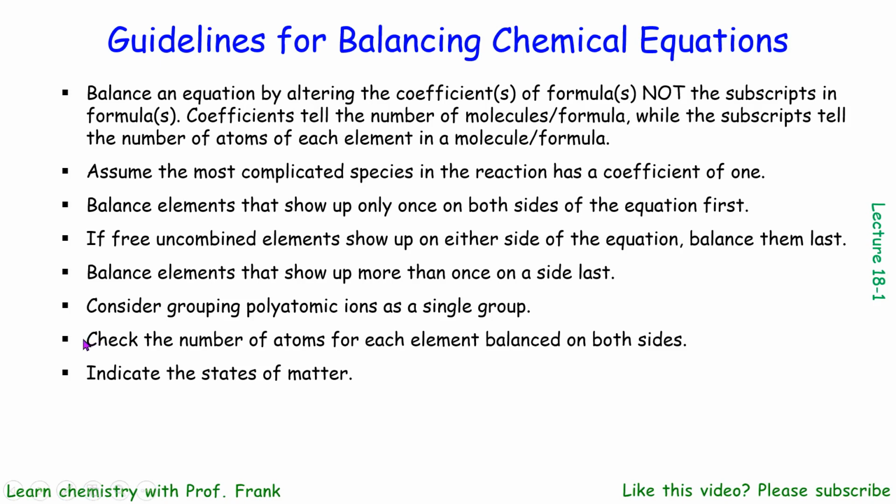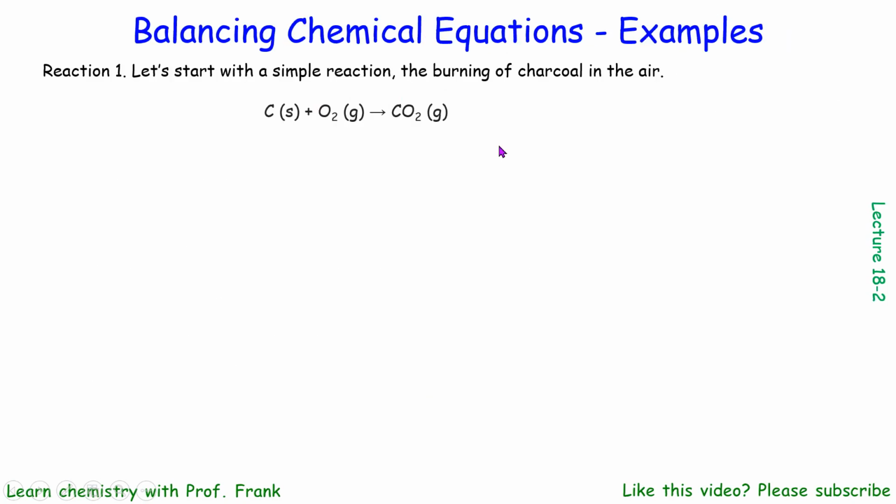After you finish balancing the chemical reaction, you should check the number of atoms for each element on both sides. Make sure they are the same. And don't forget to indicate the states of matter for each reactant and product. Now let's balance a few chemical equations.